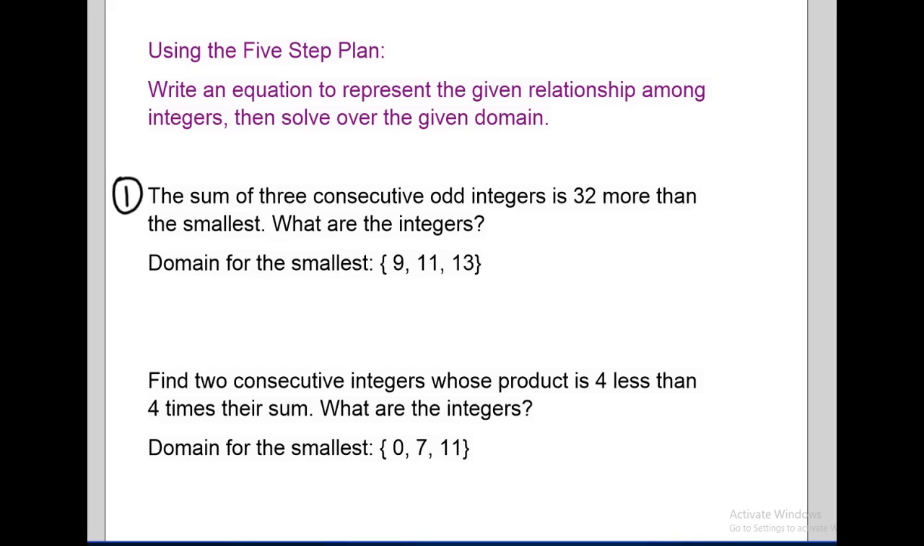Okay, the sum of 3 consecutive odd integers is 32 more than the smallest. Okay, and here's my domain. Now, I'm going to go to a different slide because we need to get all of this in here. So step number 1, we need 3 consecutive odd integers.